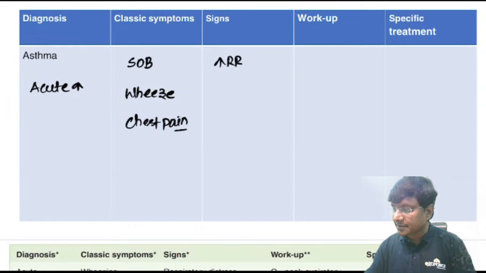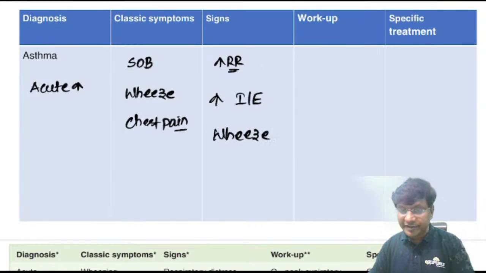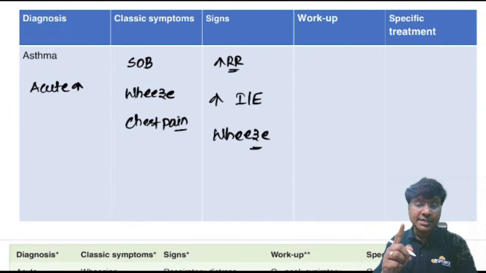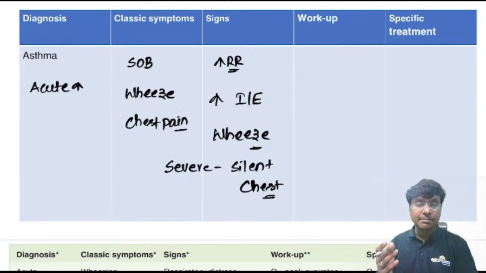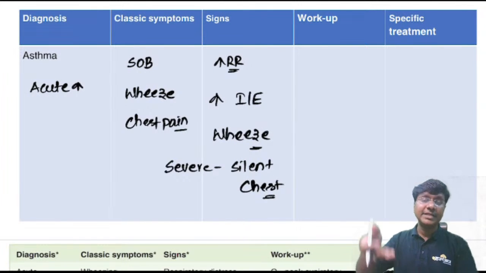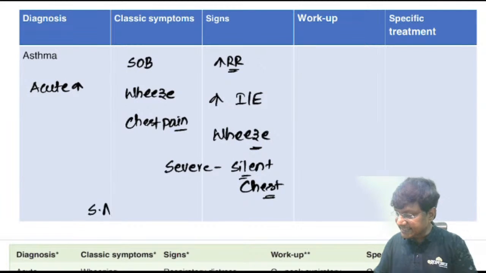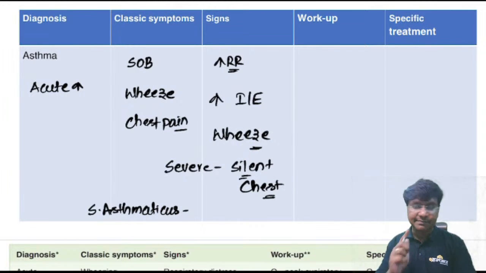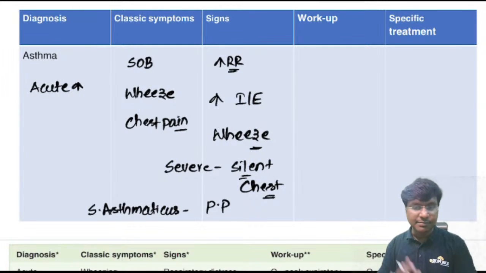And what will happen to the respiratory rate? It is increased, where the individual will have tachypnea, and there will be a prolonged expiration to inspiration ratio. On auscultation, you will have a wheeze. And if the bronchoconstriction is very severe, the individual will have a silent chest. What do we mean by silent chest? The airway obstruction is so severe that air is unable to enter the lung. We have a clinical entity called status asthmaticus, a very severe form of asthma. These patients have a characteristic pulse called pulsus paradoxus. So those will be the signs in acute exacerbation of bronchial asthma.